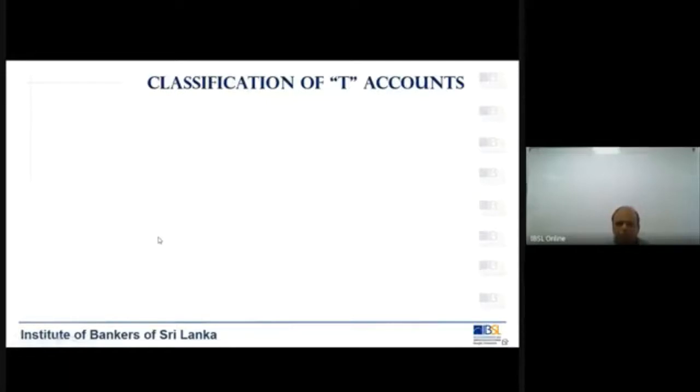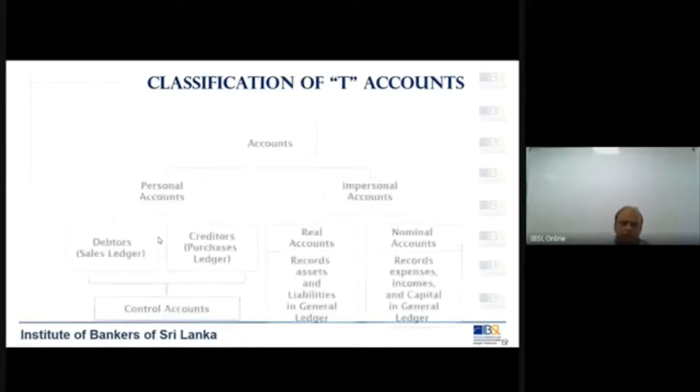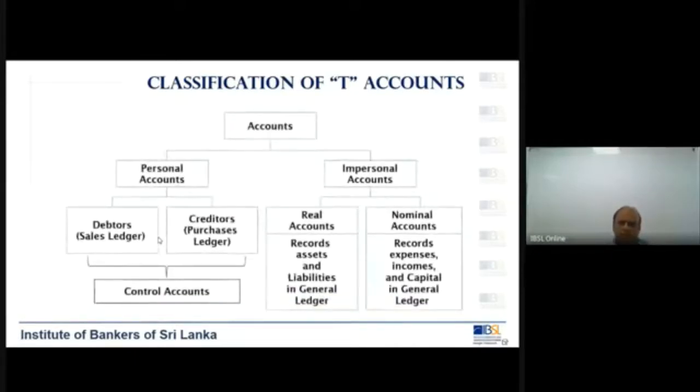So now we are going to look at the T account classification. This is how it will be. In your ledger, you will have accounts. You might have millions of accounts, we don't know. These accounts can be grouped into two. We call them personal accounts and impersonal accounts.